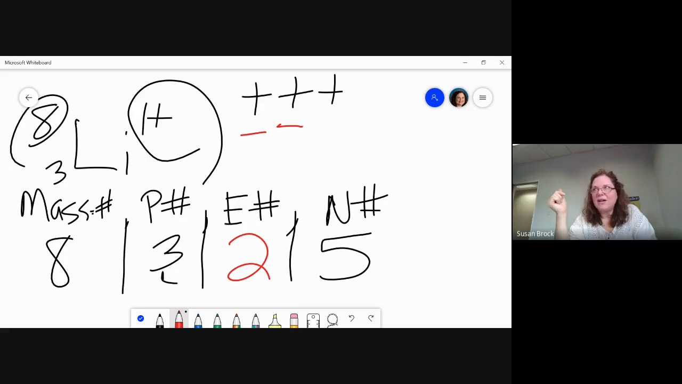Okay, so that is how an ion is formed. It just changes the number of the electron. It's either going to be more than the protons or less than the protons. Any of you have a question about that?